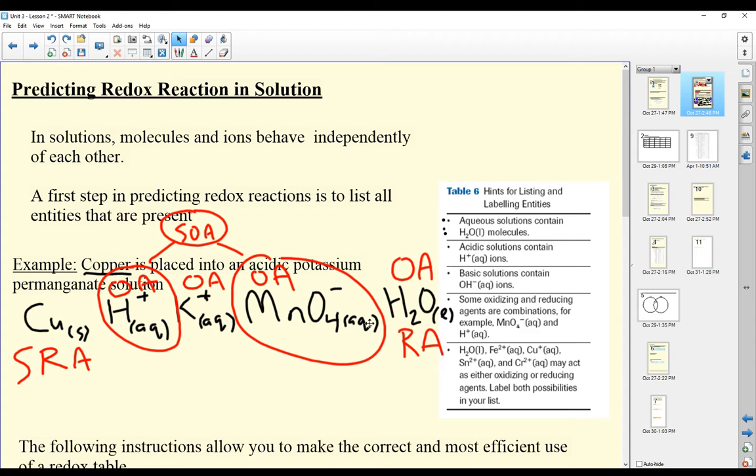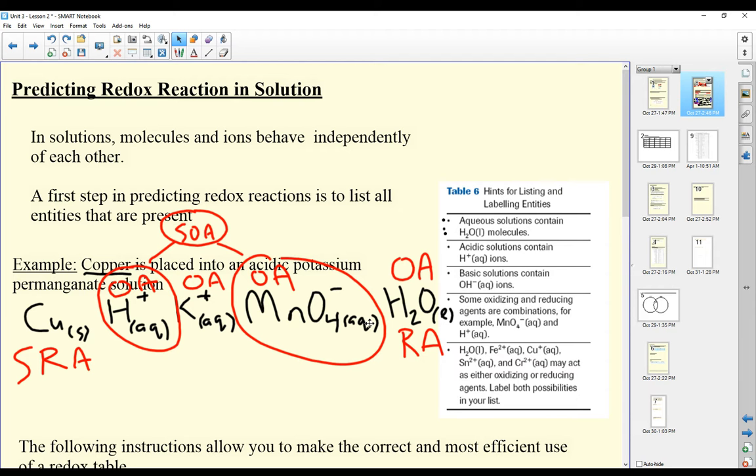All right, welcome back to lesson 3, part 2. I wanted to take a break because I wanted to grab a part of the data booklet with the redox table to go over where some of these reactions came from. So we have all this present in our solution.